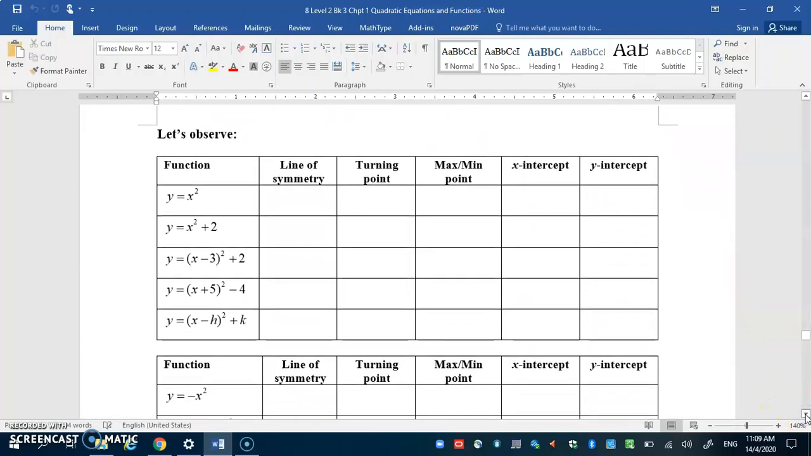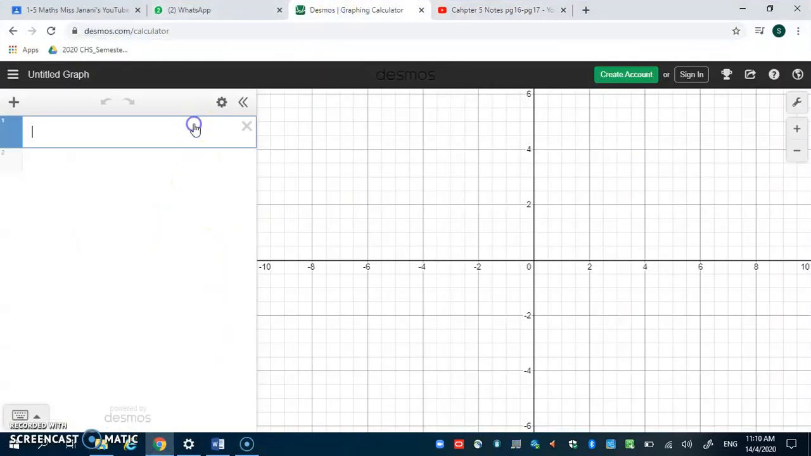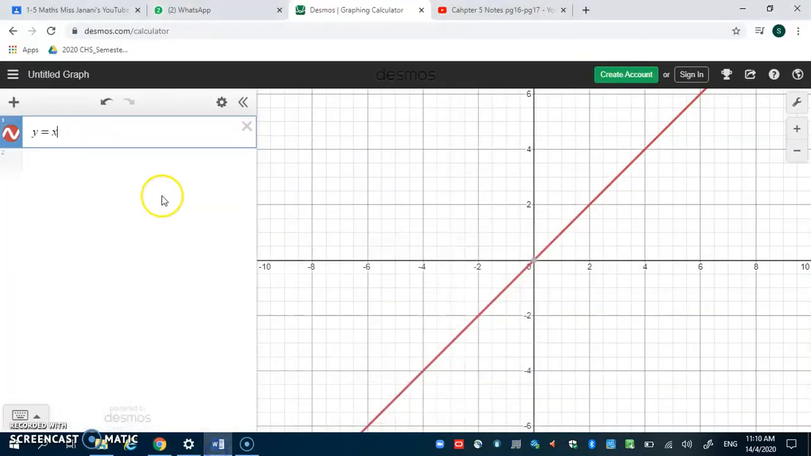We're going to make some observations by plotting all these graphs over here. For this I'm going to use desmos.com. So if you're on your computer, please log on to www.desmos.com. Now we're going to use this to plot all the equations in the table. So starting off with y equals x squared. This is the most basic curve that you can get. So I'm going to plot y equals x squared.